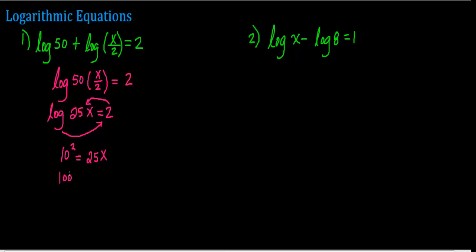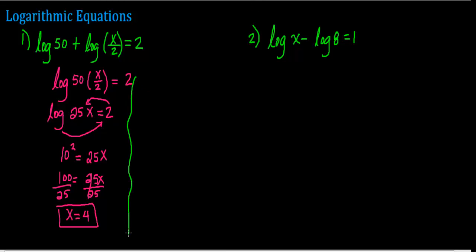10 raised to the second power is equal to 25x. That means that 100 is equal to 25x. I divide by 25 on both sides. x is equal to 4. And there's your answer. You can plug this in to here and you can check and see if your answer is correct.